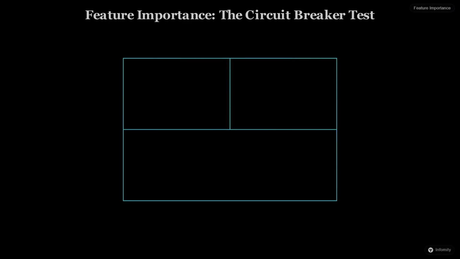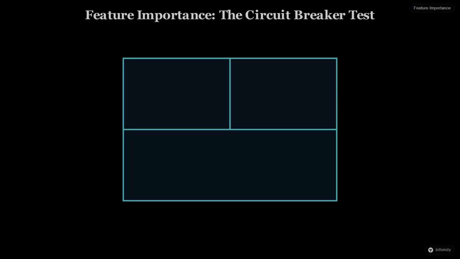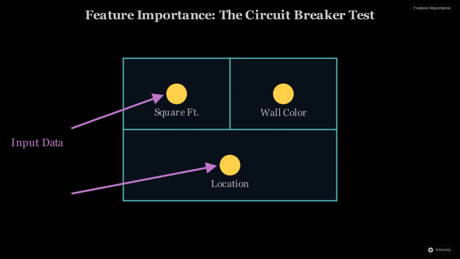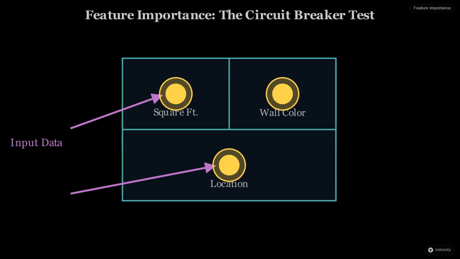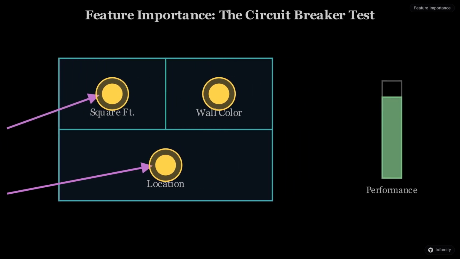Imagine our machine learning model is this entire building, and the prediction it makes is the total amount of light produced. Every piece of data we feed it, like the size of a house or its location, is like a dedicated circuit breaker. To understand which feature is most important, we don't need complex equations. We just need to see what happens when a circuit goes dark.